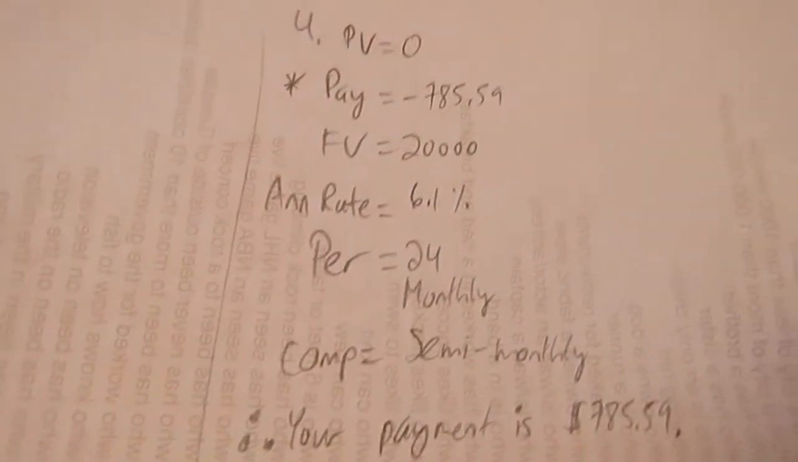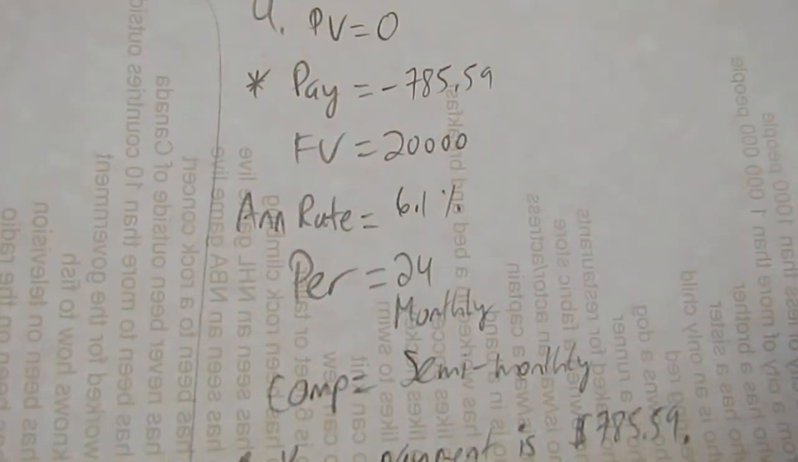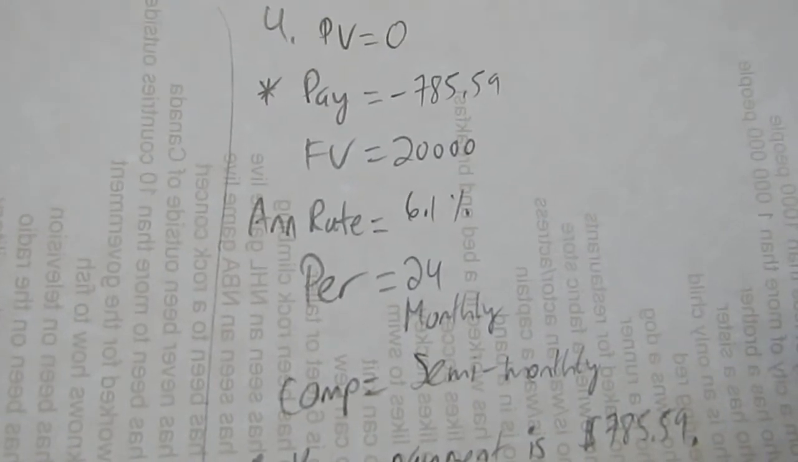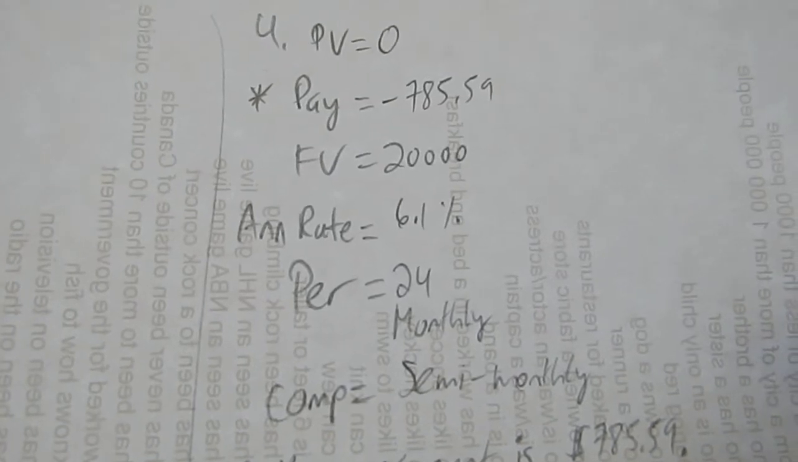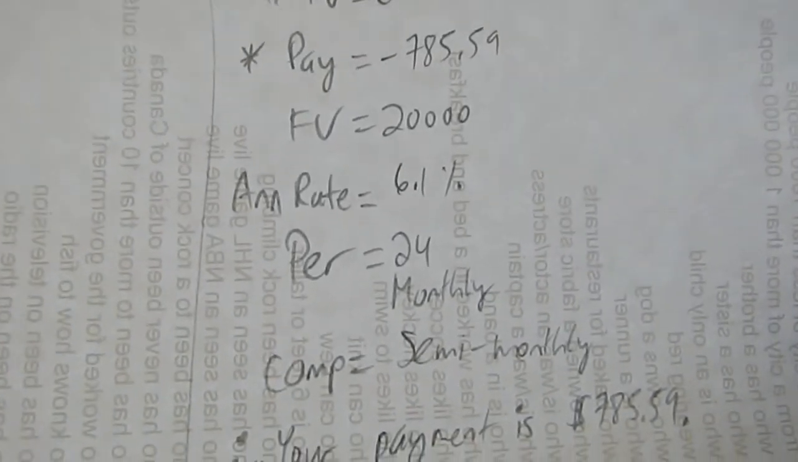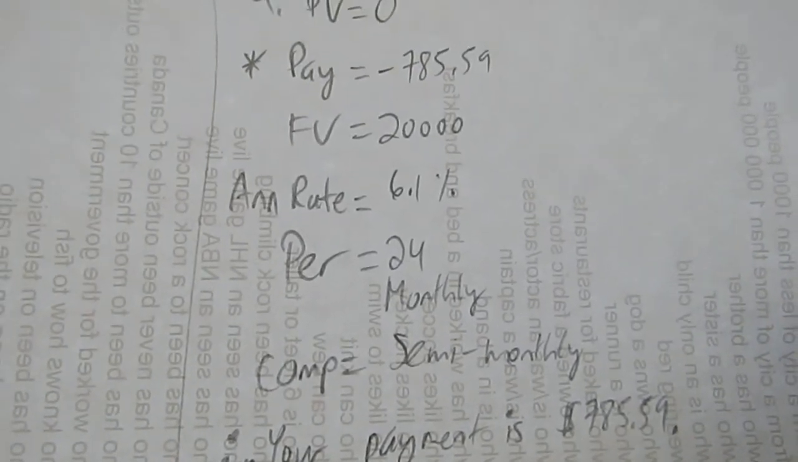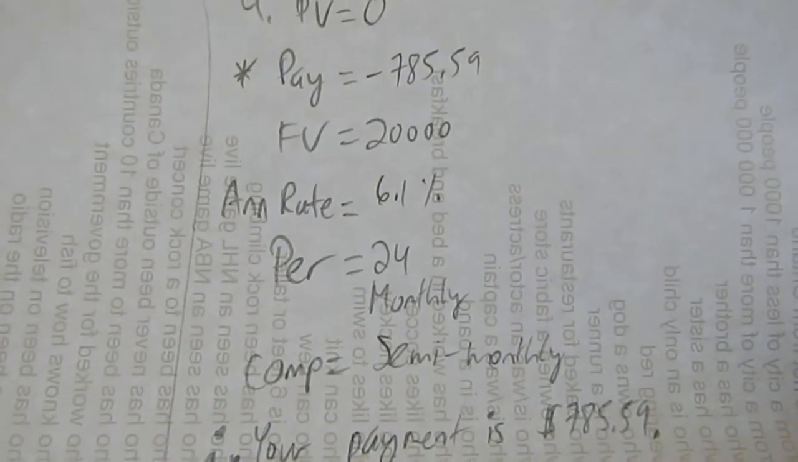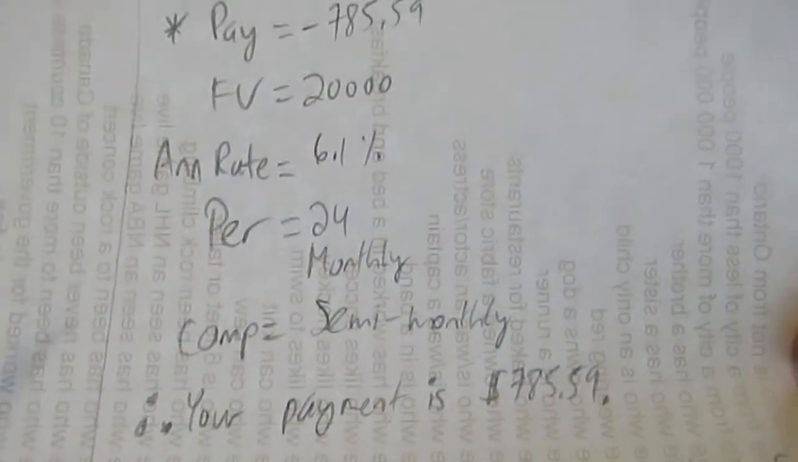$785.59. So write it up. You're going to have to show this work every time. You start with $0. We solve for payment. Put a star. Notice I'm abbreviating some of the words. That's okay as long as you put the abbreviations. You're saving up $20,000 at 6.1% interest. Notice I identified the period of 24 months, and I have to say monthly. And the compounding is semi-monthly. So your total payment, or each payment, is $785.59.